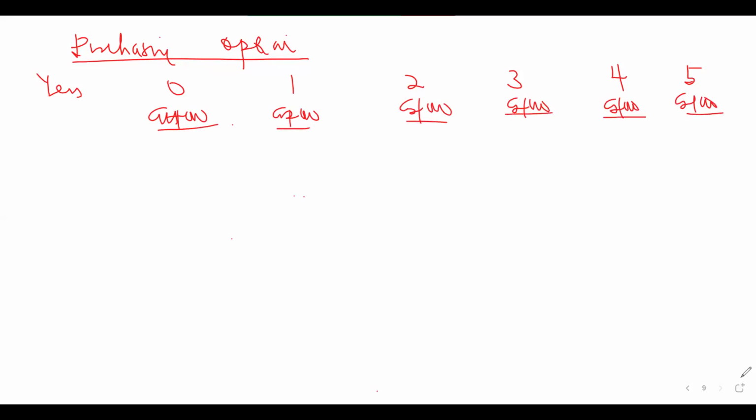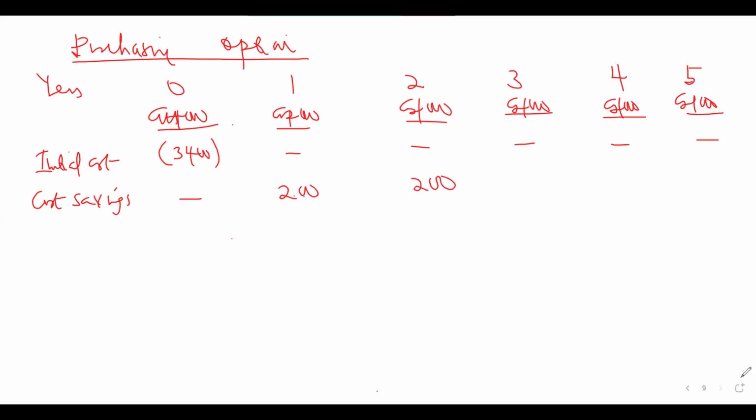Okay. So let's come to the initial cost. Initial cost is 3,400, isn't it? Yes. Okay, we have the dash there. We have the cost savings, which is a maintenance cost. We have dash. This will be 200, 200, 200, 200, and 200. Can we put the tax figures together?